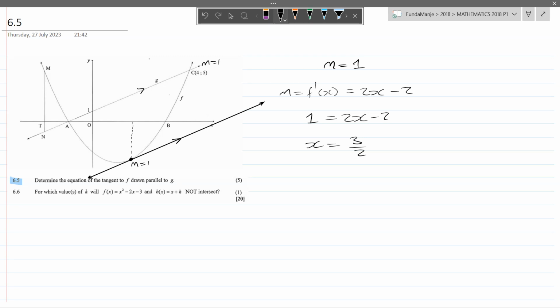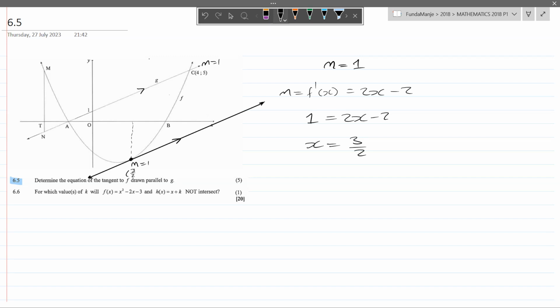And that happens at an x value of 3 over 2 if you work out the maths here, moving 2 to the other side, getting 3, then dividing by 2. So this is our x value so far. We know something about that point. The x value will be 3 over 2. Now we need to know what the y value is.